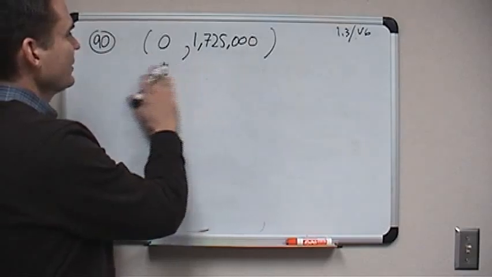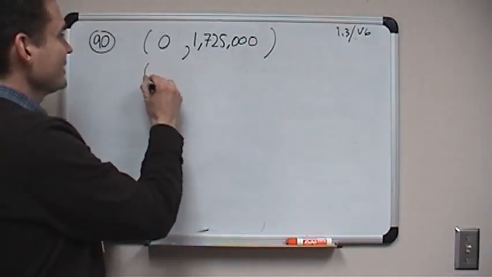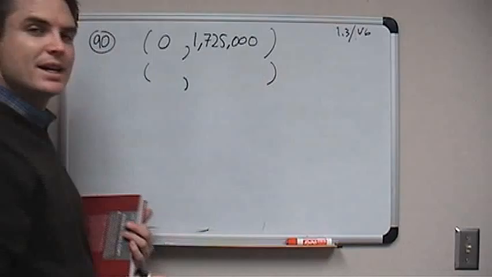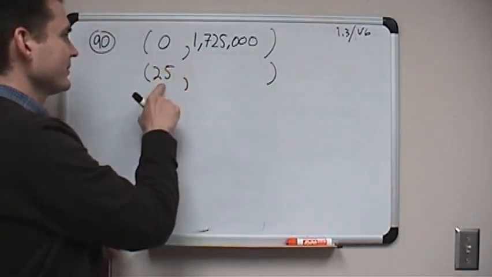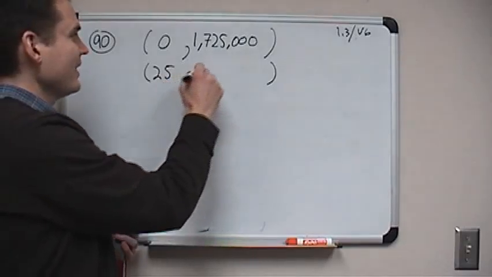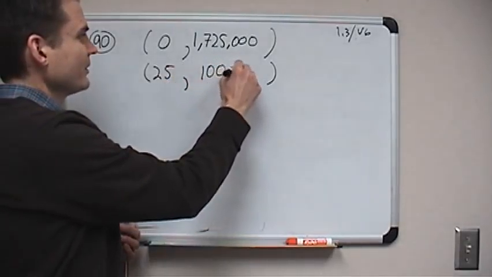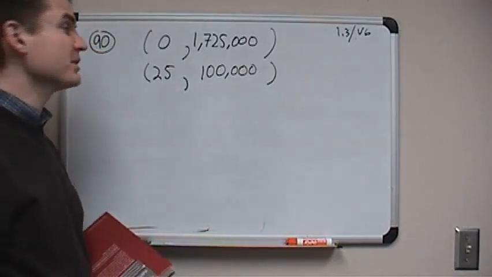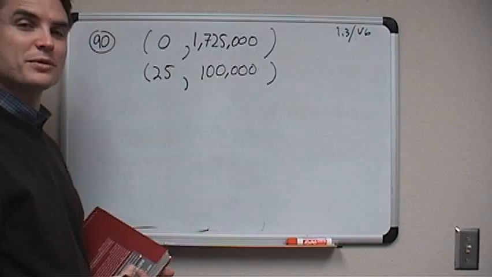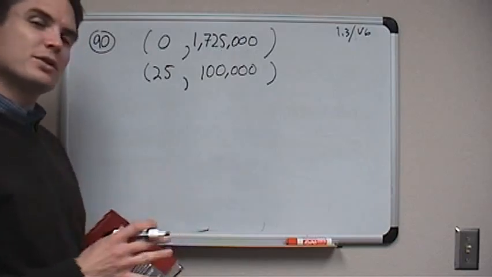Okay. So there's another ordered pair they give us, and you might be able to guess what that is, because they tell us 25 years later, after it's 25 years old, so t is 25, the value is 100,000. Okay, so for 25 years, a warehouse goes through a lot of use, a lot of disrepair, and probably isn't worth quite so much. So these are the 2 points on our line.